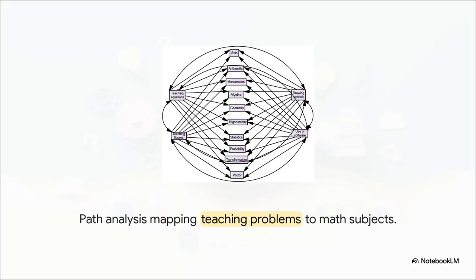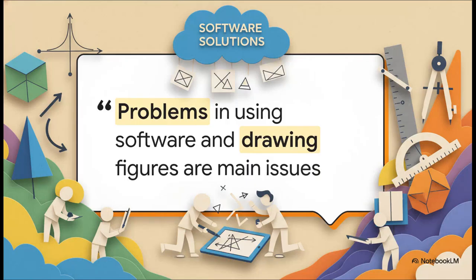If you look at the study's actual path analysis model, you can see this incredibly intricate web of relationships. It maps independent variables, like problems teaching equations or drawing symbols, directly to dependent variables, which are specific math subjects like algebra, sets, geometry, and vectors. The research essentially proves that if a teacher struggles with the digital syntax of writing an equation, it directly, negatively impacts their ability to effectively teach a subject like algebra or mensuration. It's all connected. To really emphasize this key finding, let's look directly at the study's conclusion.